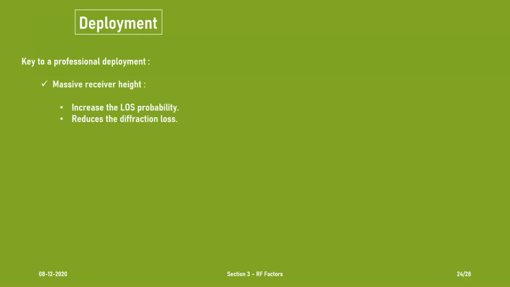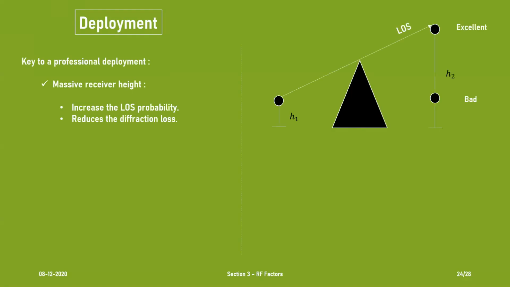Speaking of deployment, let's talk about the key characteristics of a professional deployment. If you want to see whether a deployment is professional or not, these are the things you would want to see. A massive receiver height. We saw from the previous example that if we increase the height of our gateway, it increases the probability that your signals are going to see the direct line of sight path condition. And that would change the signal strength of your signals at the receiver from bad to excellent.